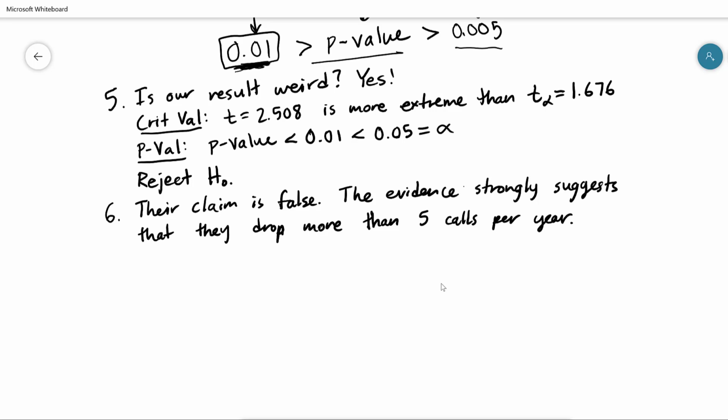Their claim is false. The evidence strongly suggests that they drop more than 5 calls per year. This isn't the only phrasing that you could use. You'll notice on the homework they'll use a very consistent phrasing that's sort of a drop down where it says the evidence is or is not strong enough to reject the null hypothesis. In plain English, there's many ways to phrase it, but this is the idea. At the end of the day, their claim is false. They drop more than 5 calls per year.